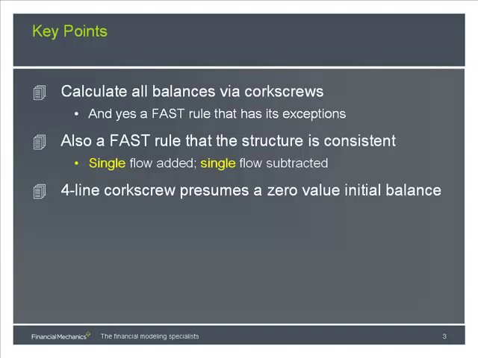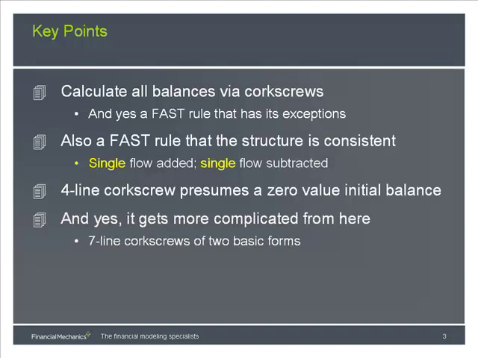The 4-line corkscrew that we demonstrated here presumes a 0 value for the initial balance, and things do get more complicated. 7-line corkscrews, as we'll see in subsequent videos, come into play whenever you have an initial position. So if we are forecasting a position for a swimming pool, I bought a house and the pool is already filled to some position, I need to reflect that initial balance, and structuring a corkscrew for that operational business modeling situation requires some form of 7-line corkscrew, and we can talk more about those in a subsequent video.